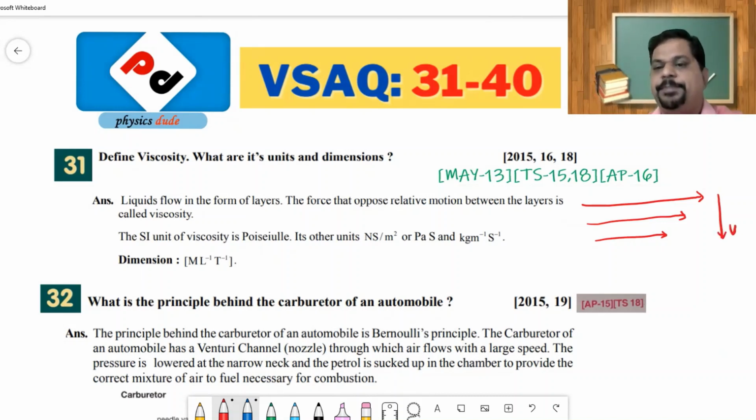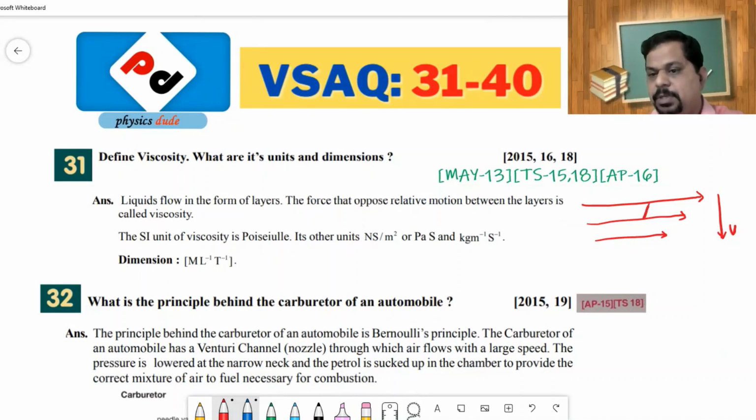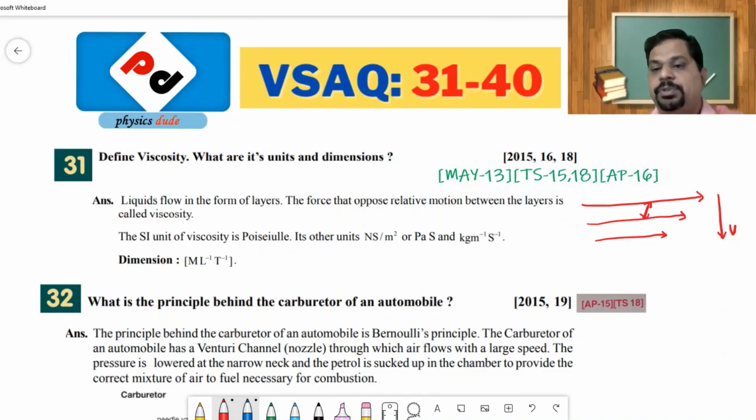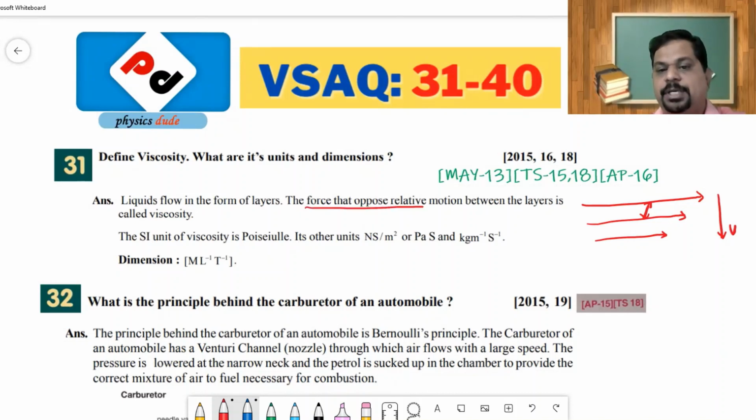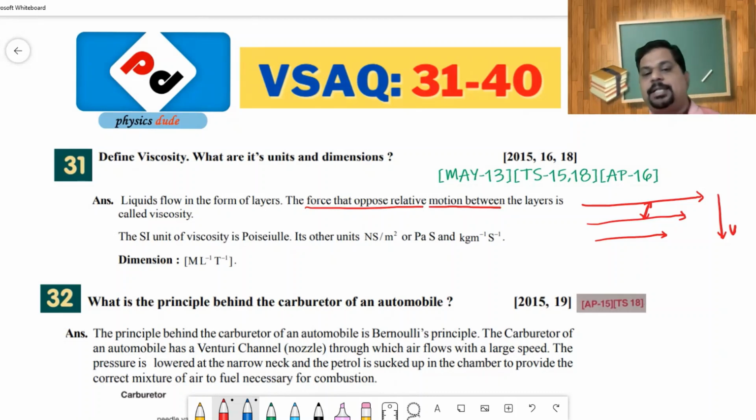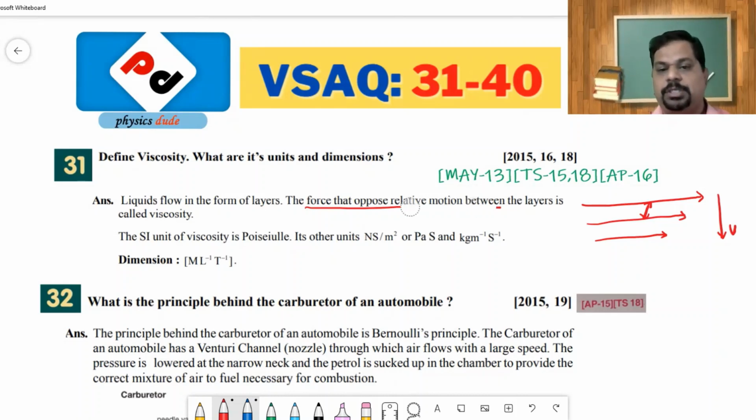The reason is that as the upper layer moves over the lower layer, the lower layer opposes it. So there is a retarding force. This force which opposes the relative motion between the layers of the fluid is called viscous force, or simply we say viscosity.